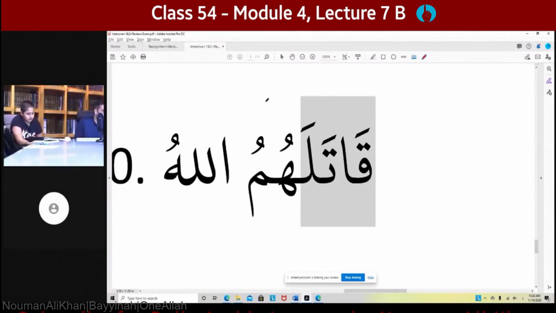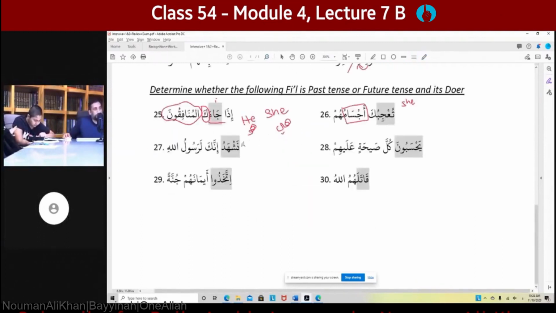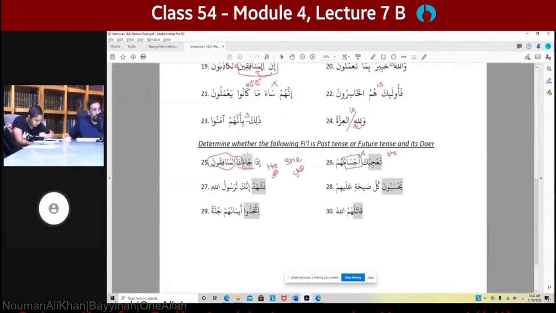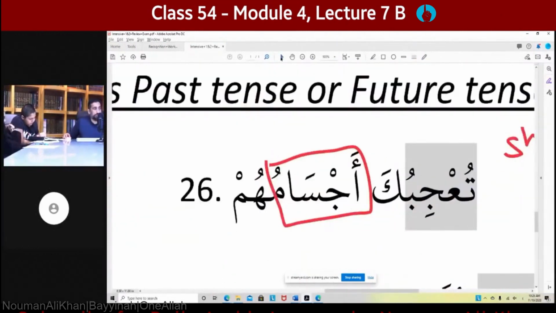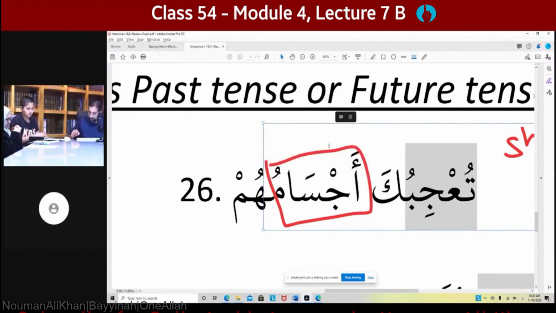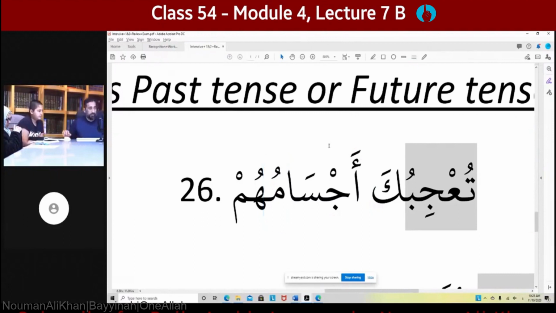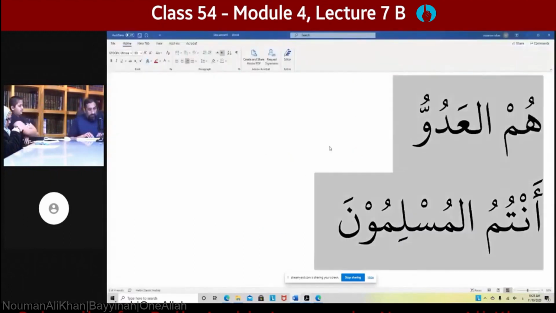That's all. Can you walk through number 26? تعجبك أجسامهم. Okay, I can explain number 26 little by little. So let's, which is a complex fi'l, but I will explain it to you because you know you're good Muslims. Okay. So let's try this.